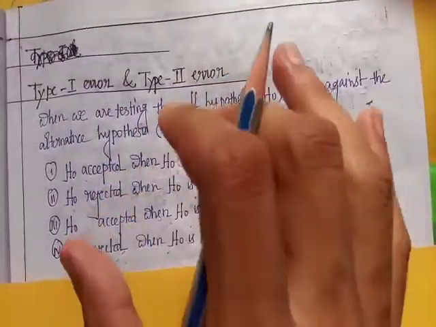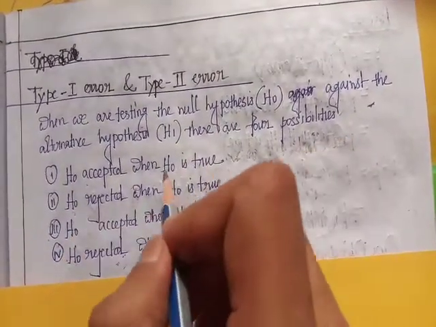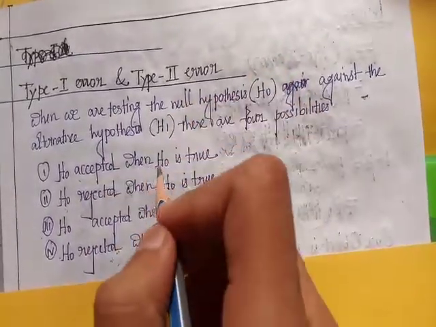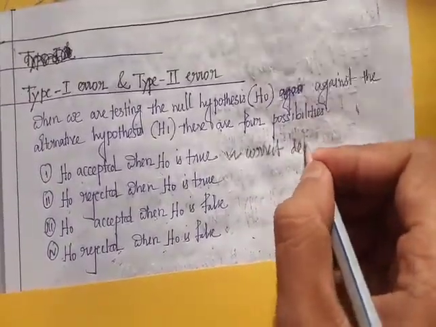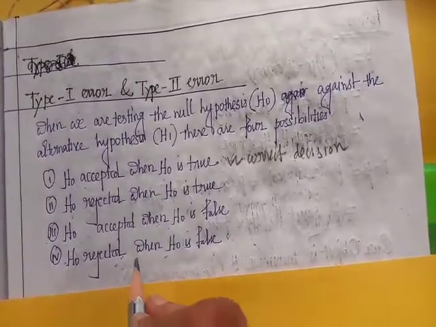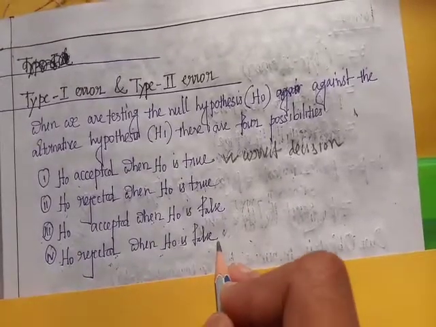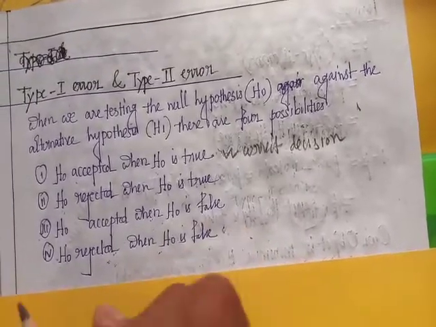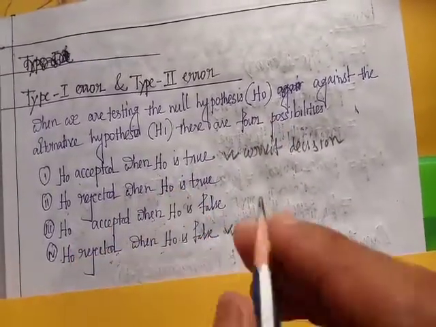So out of these four possibilities, this is a correct decision. Since H0 is true and we accept H0, this is a correct decision. And H0 rejected when H0 is false. That means H0 is false and we reject H0. So this is also a correct decision.